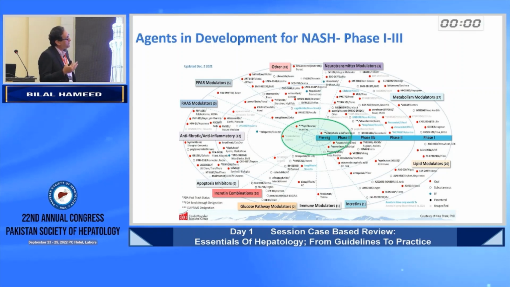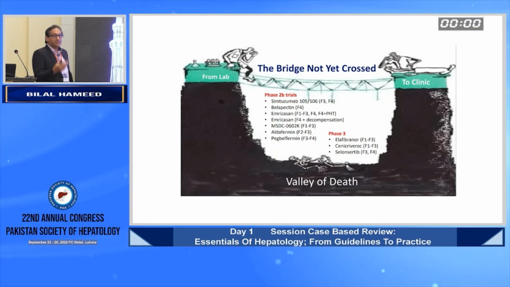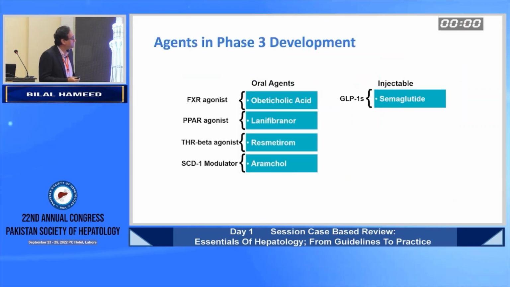Lastly, I just wanted to give you that picture. This field has been growing significantly. Every day there is a new compound for NASH coming, in different phases. However, despite more compounds coming in, the majority of those have failed and that bridge has not been crossed so far. It's a valley of death, but these are some of the compounds which are in phase 3.